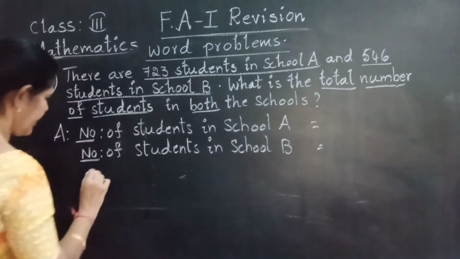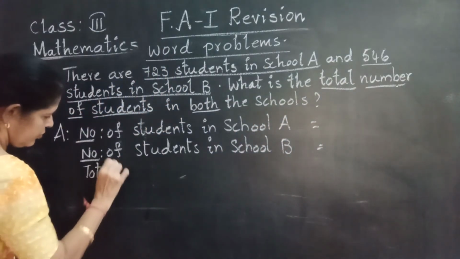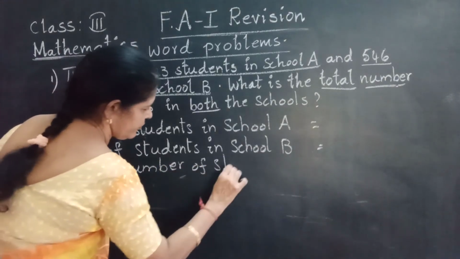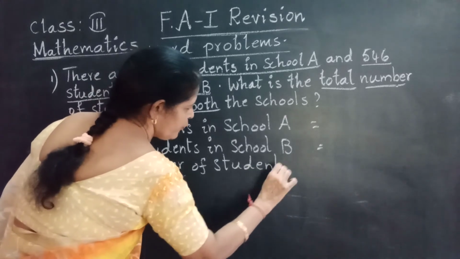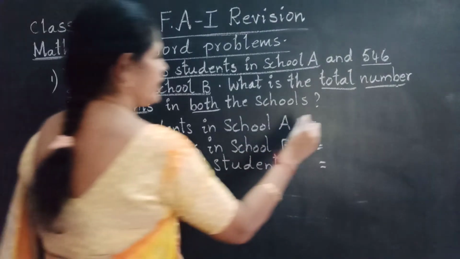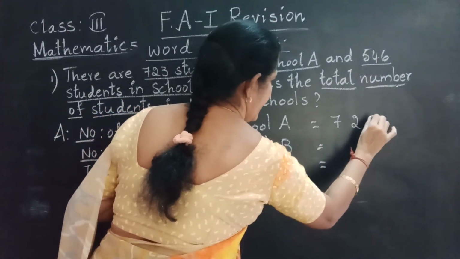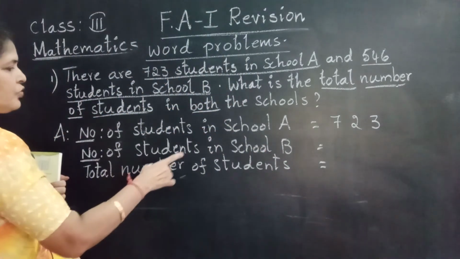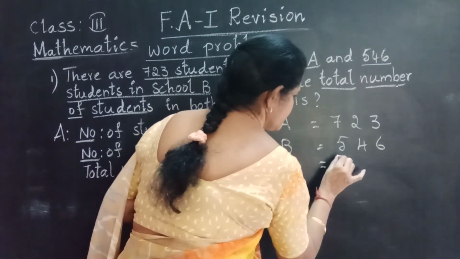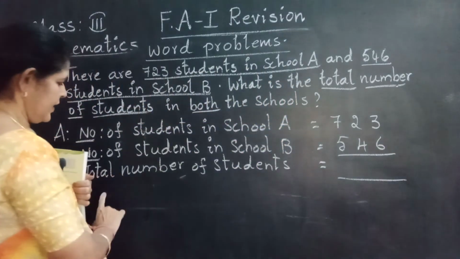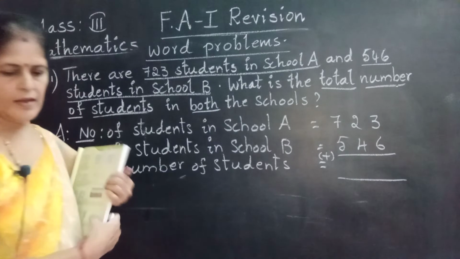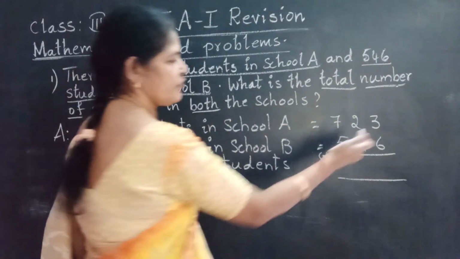Next, total number of students in both the schools. Now, number of students in school A, 723. Number of students in school B, 546. Write the given 2 numbers, one below the other correctly. Total. We get the total by addition. That's why put the symbol plus. Now, start addition from ones.